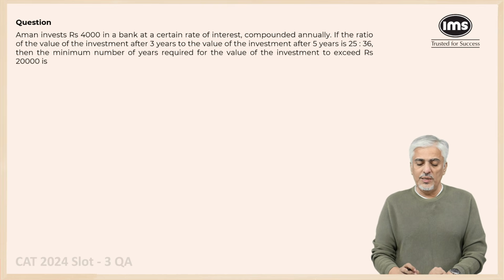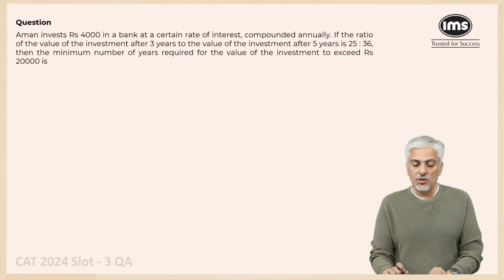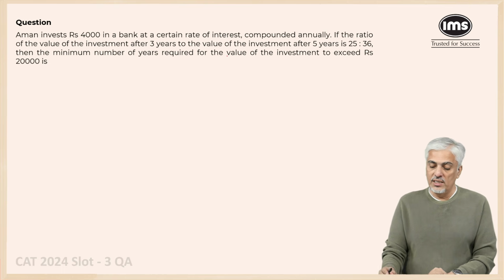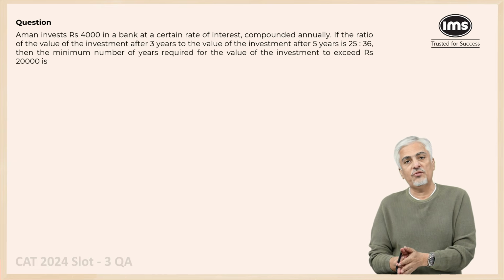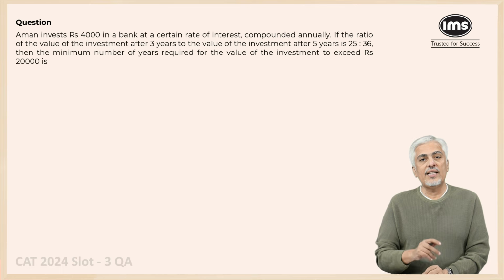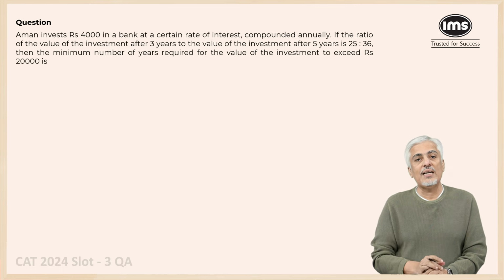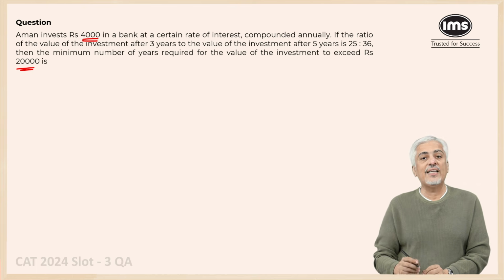A man invests rupees 4,000 in the bank at a certain rate of interest compounded annually. If the ratio of the value of the investment after 3 years to the value of the investment after 5 years, that means the amount after 3 years is to the amount after 5 years, is 25 to 36, then the minimum number of years required for the value of the investment to exceed rupees 20,000 is how much? That means when will the investment become 5 times or more? Because 4,000 we have started, when will it become 5 times?